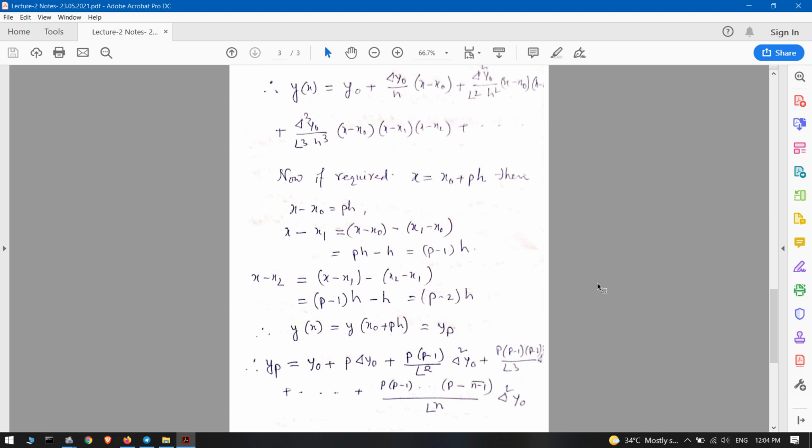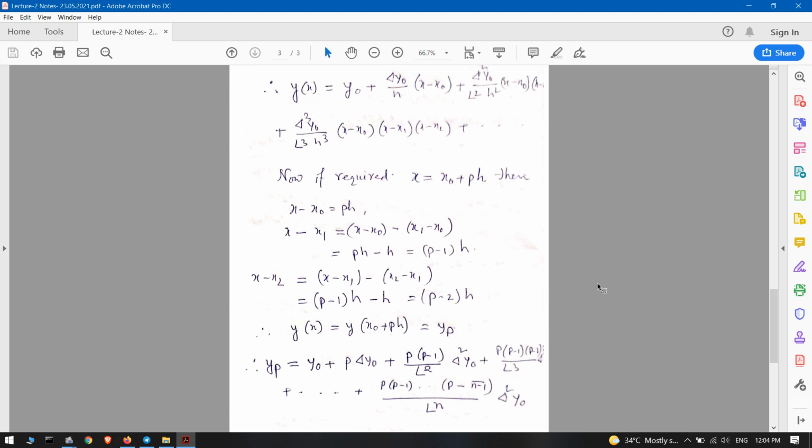And we can write that as a1 into h. What is h? It is already defined: h equal to x1 minus x0 equal to x2 minus x1 equal to x3 minus x2. So that is the difference between the values of x. So from that, now we can write the value of this coefficient a1. We have already calculated a0 equal to y0, which is given in the data table.